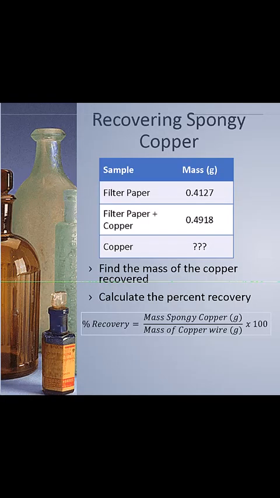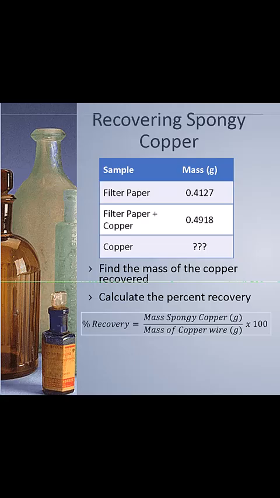All right, so in this last section, we actually have to recover the spongy copper and determine how much we got back after we manipulated all of these copper steps. So to do that, we are going to filter out the spongy copper onto a piece of filter paper. So I'm giving you the mass of the filter paper currently as 0.4127. That is weighed out before we do the filtering.